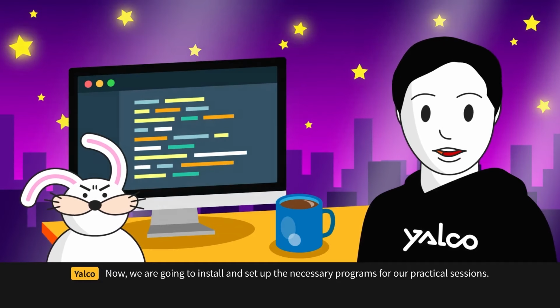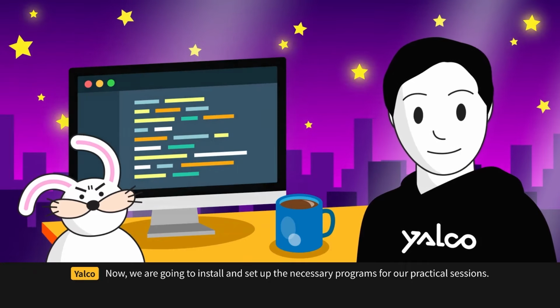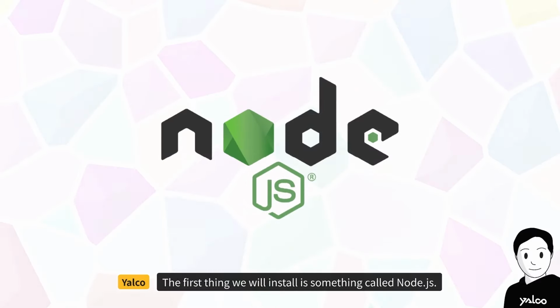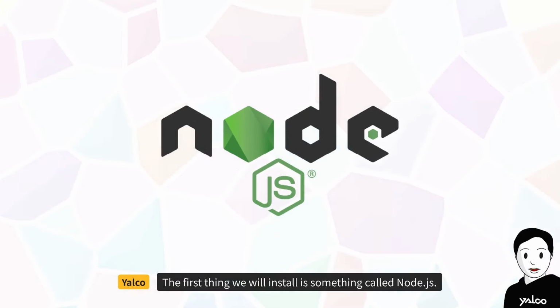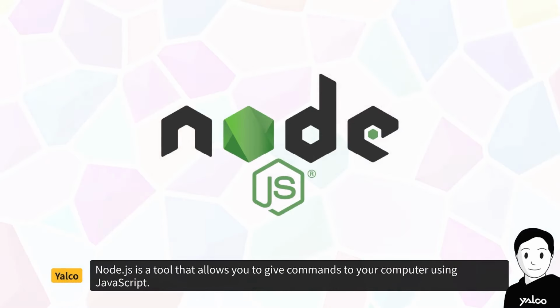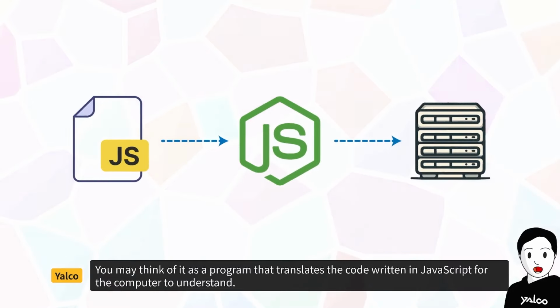Now, we are going to install and set up the necessary programs for our practical sessions. The first thing we will install is something called Node.js. Node.js is a tool that allows you to give commands to your computer using JavaScript. You may think of it as a program that translates the code written in JavaScript for the computer to understand.